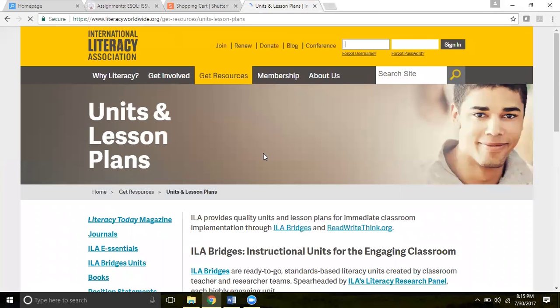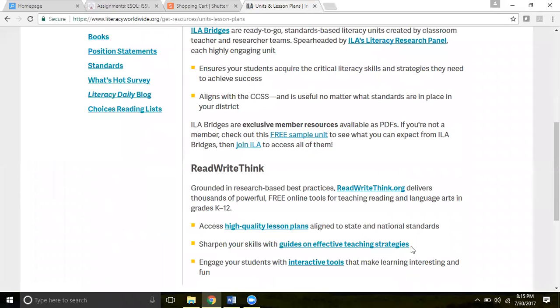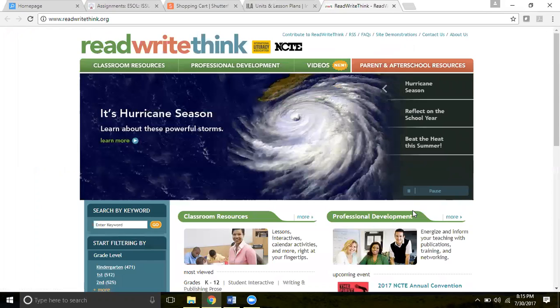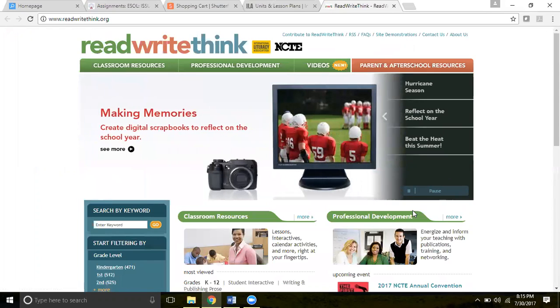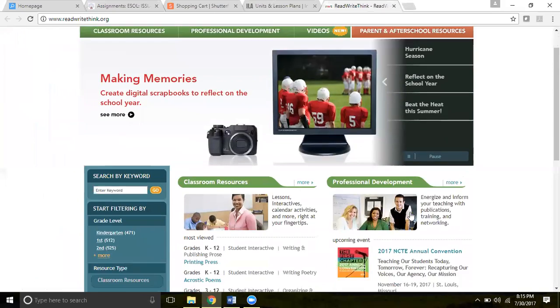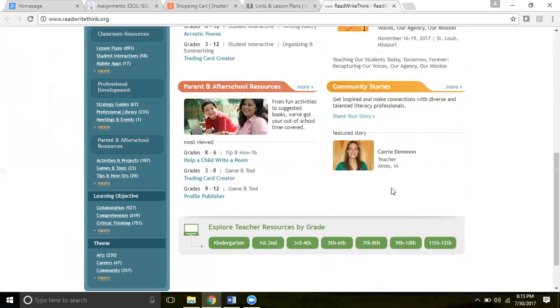Literacyworld.com, within here, this is from the International Literacy Association. It's instructional units for the engaging classroom. If you go right in here, especially readwritethink.org, you will notice that it will give a lot of good information on classroom resources, professional developments, videos, resources for schools, and parental involvement.